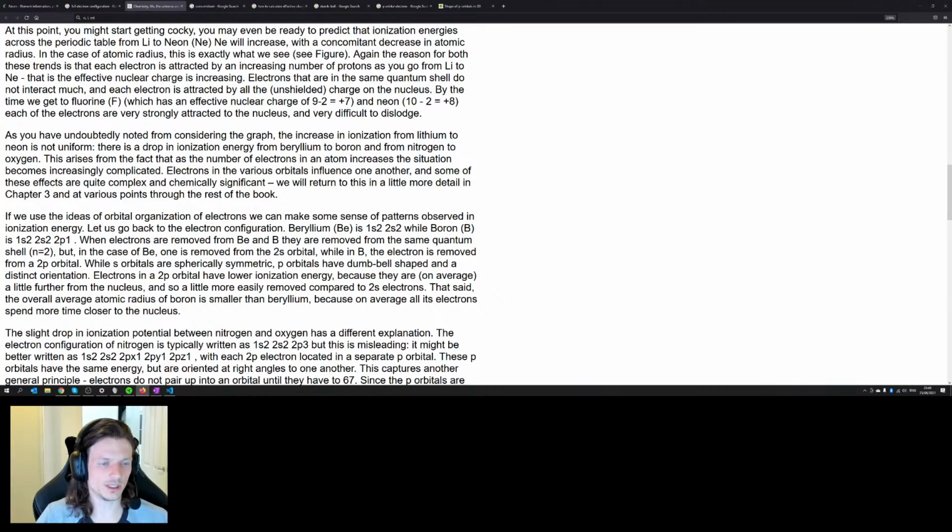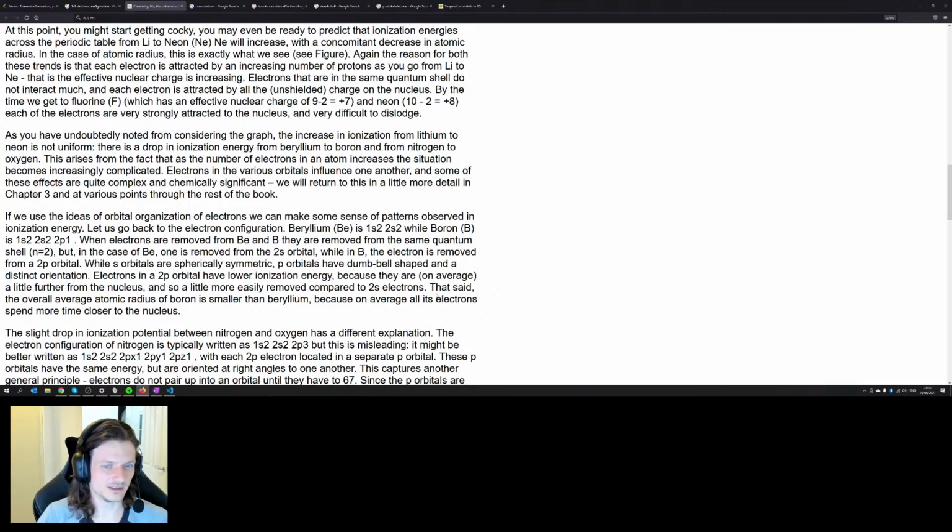Electrons in a 2p orbital have lower ionization energy because they are, on average, a little further from the nucleus, and so a little more easily removed compared to 2s electrons. That said, the overall average atomic radius of boron is smaller than beryllium, because on average, all its electrons spend more time close to the nucleus. Oh, whoa, okay, that's interesting.